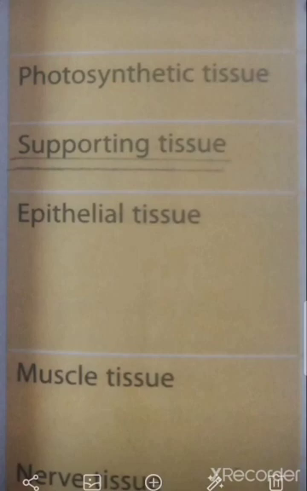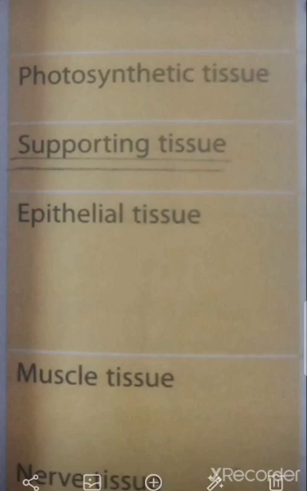Then there is epithelial tissue. It is found on the surface of animal skin and lining the tubes and other spaces inside the animal's body, including the mouth. Epithelial tissues are made of sheets of cells, and they protect the structure underneath.